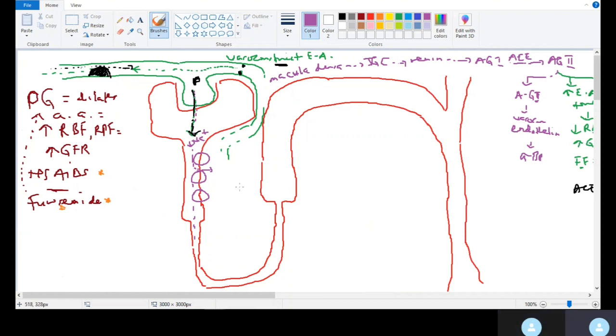If somebody has volume contraction, a patient is very dehydrated and hypotensive, we activate RAAS, and we want to maintain volume.